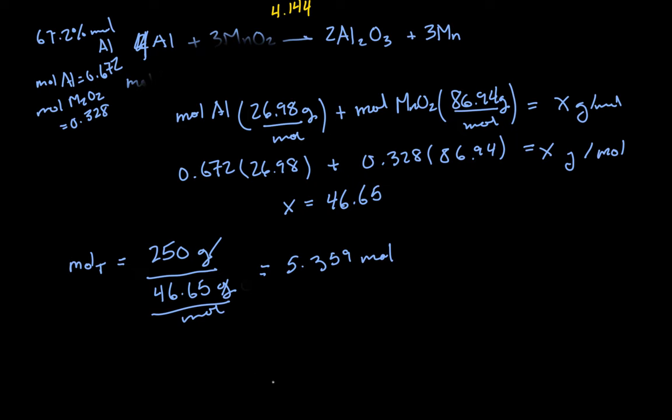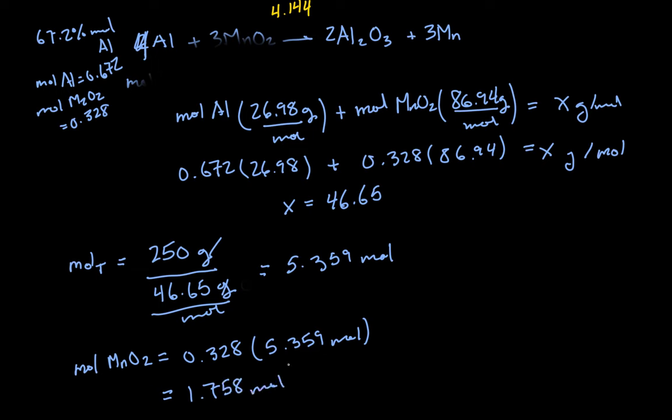And the portion of this that's manganese dioxide, we can multiply this same weighting by this to find how many moles of that we have. So moles of manganese dioxide equals our percentage weighting times the total amount of moles. 0.328 times 5.359 moles. And that gives us 1.758 moles. All right. Nearly there.